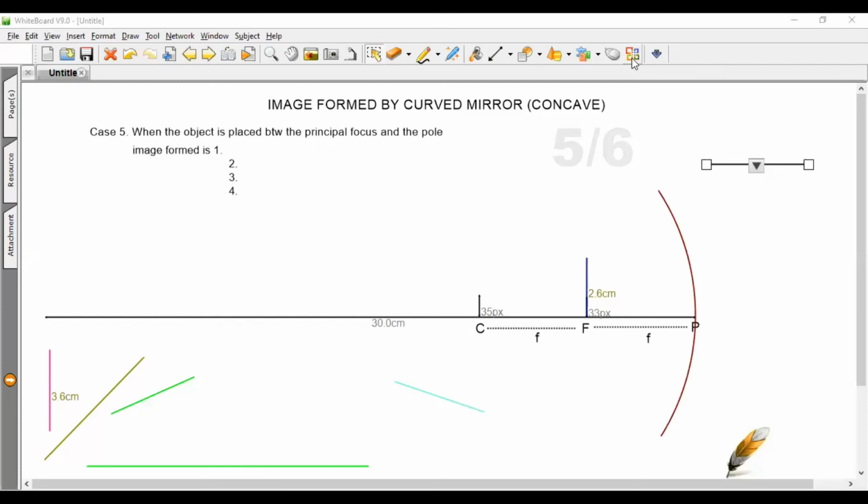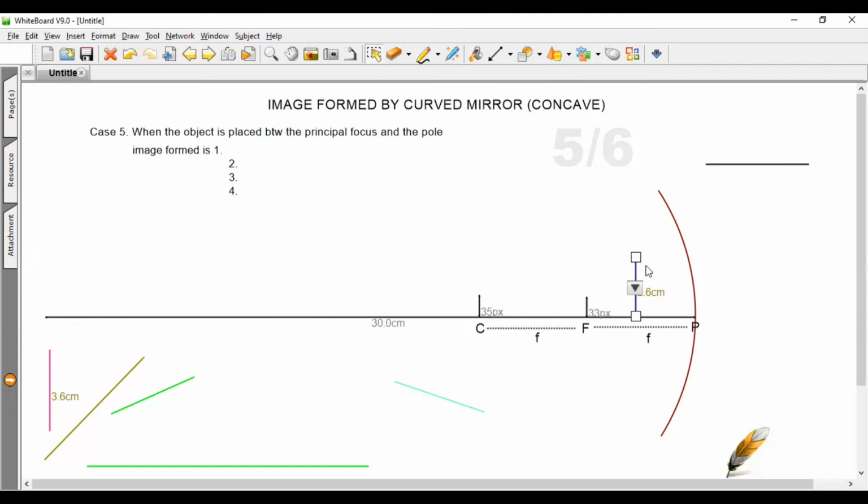Okay, welcome back. Now case 5, when the object is placed between the principal focus and the pole. Let's pick the object and put it anywhere between the principal focus and the pole. You can keep it anywhere you want. It doesn't matter.